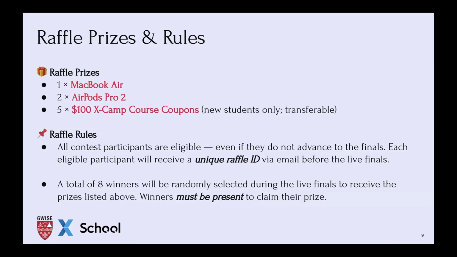So the raffle rules are: all contest participants are eligible, even if they didn't advance to the finals. So if you're here, you get a chance to win the raffle. You're going to receive a unique raffle ID via email, and this should have been in your inbox already. So if you haven't checked your inbox, please check it. We're going to have a total of 8 winners, which will be randomly selected throughout the live finals. So you must be here when we do the raffles in order to receive the prizes above.